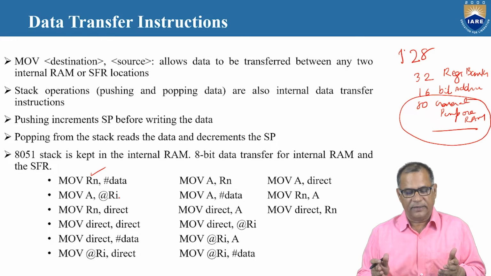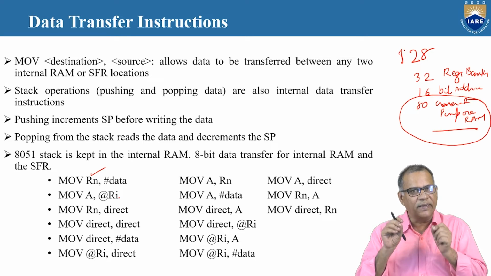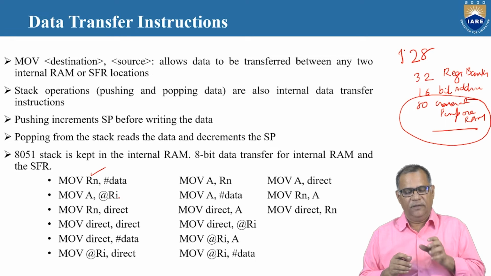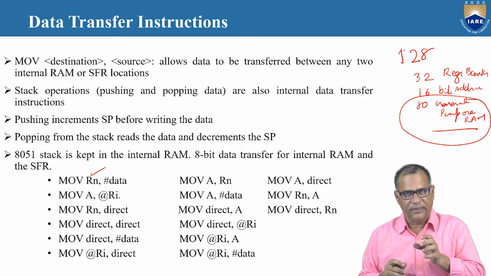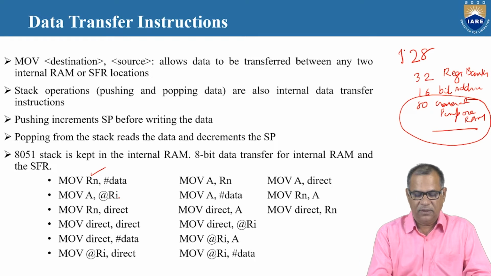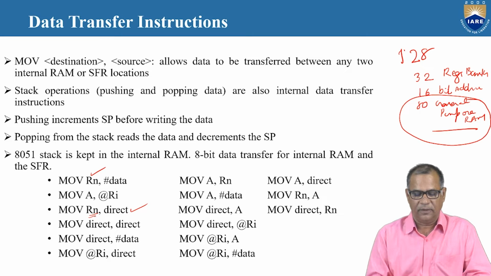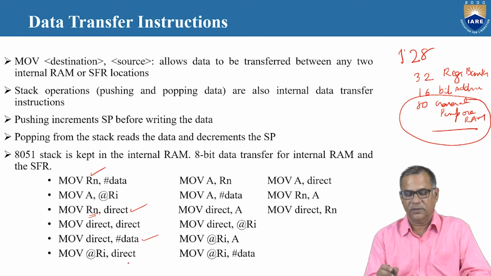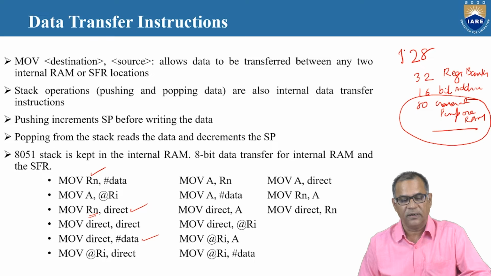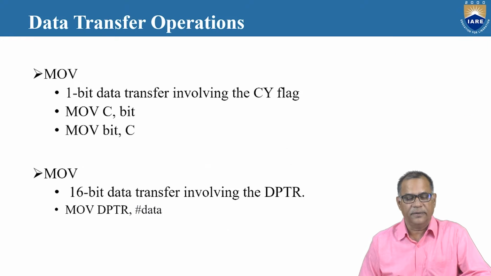And MOV Rn, direct. Here the address is specified very clearly as a part of the instruction, and the contents of the address which is specified here is moved to the register Rn. And similarly other instructions: MOV direct, and MOV direct, data. So here the immediate data is transferred to the internal RAM memory location, and MOV @Ri, direct. So these are all the instructions which are used for the data transfer.